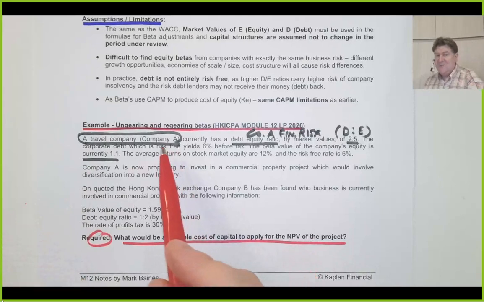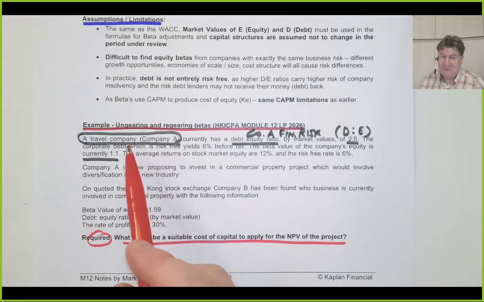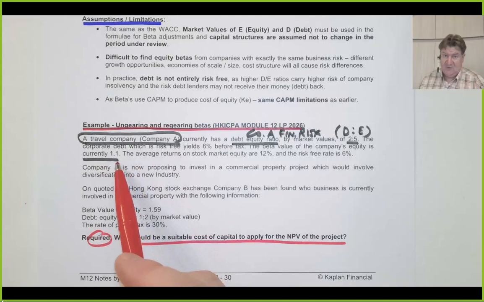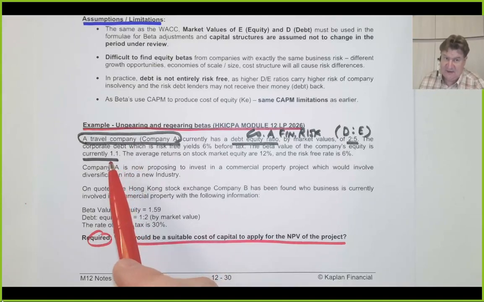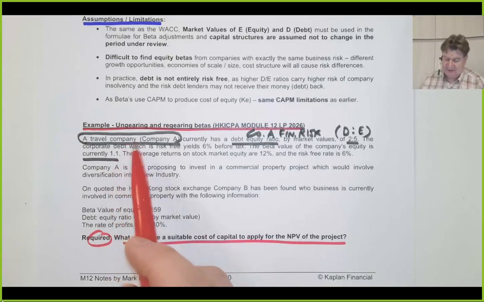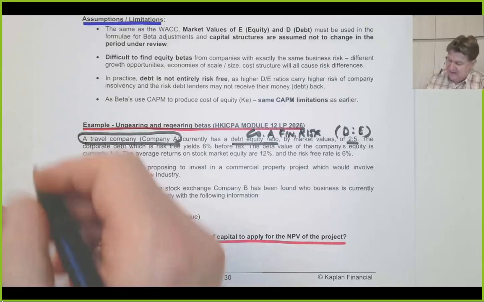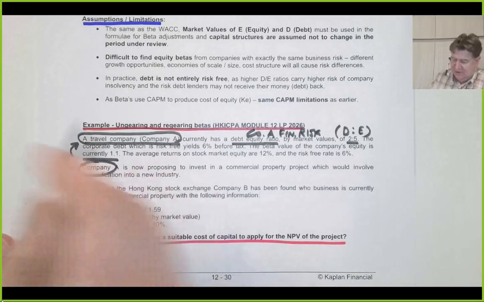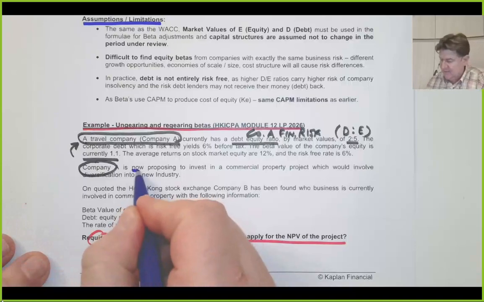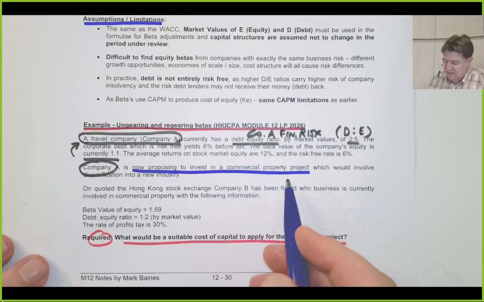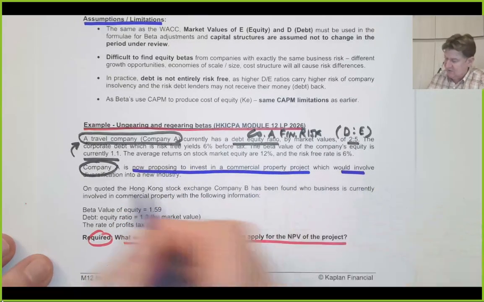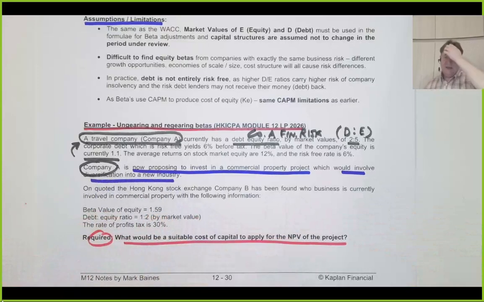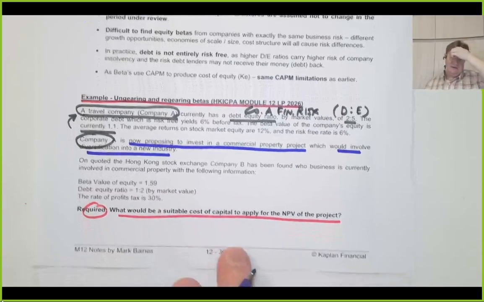Now, if we're expanding the travel business, not a problem. We could use the existing beta here. That represents the risk of travel. If we're expanding travel, we can use that beta there. Here's the problem. They mention this, look. Company A is now proposing to invest in a commercial property project which involves diversification into a new industry.